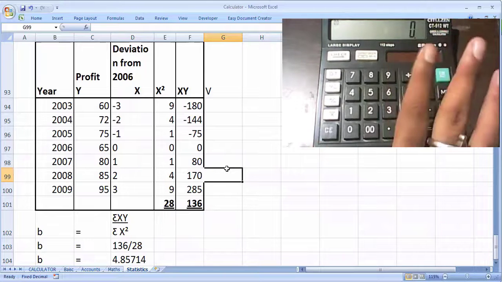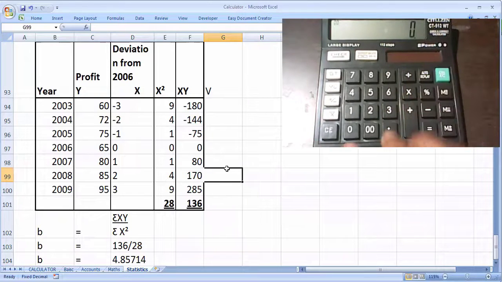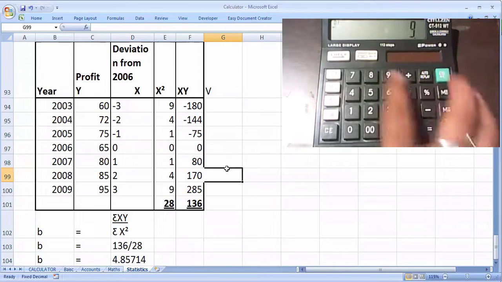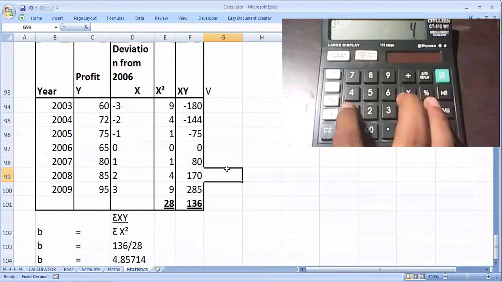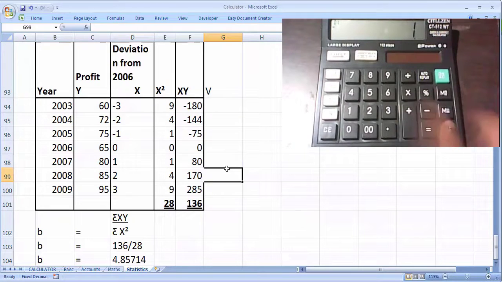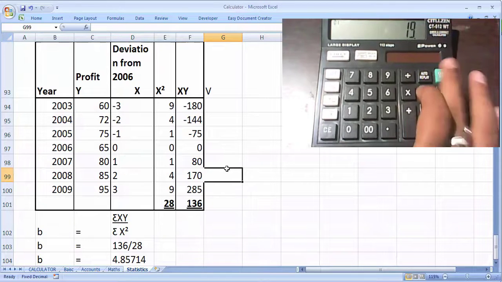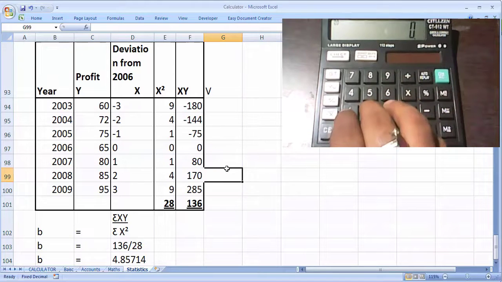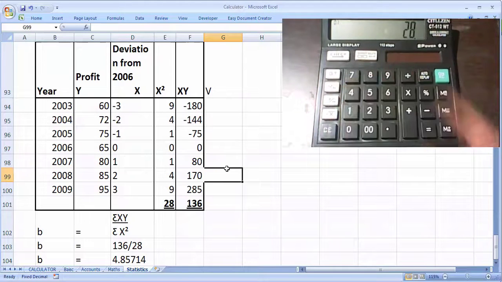So yes, I know I made some mistake. One second. We want XY, right? So the 28 is also gone. Wait. 9 M plus, 4 M plus, 1 M plus, 1 M plus, 4 M plus, 9, MRC. 28, right? So make this 28 separately and keep it in the memory. The value we got, we kept in the memory. 28. Now do the value for xy.